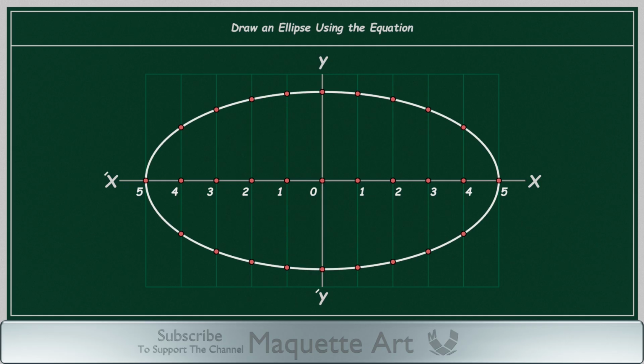the ellipse. You may think that's a lot of work to do, but actually we only need to calculate 4 or 5 points to draw the full ellipse. I will explain how that's possible. But first, let's take a look at the equation, and then I will show you how to use it to draw the ellipse.